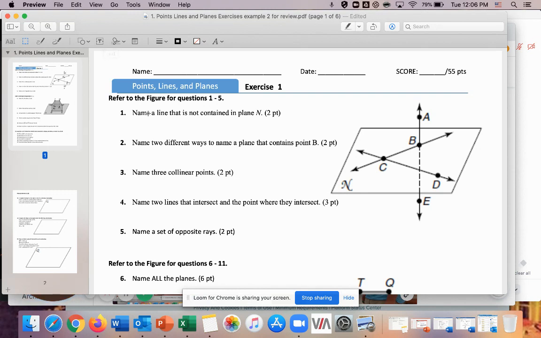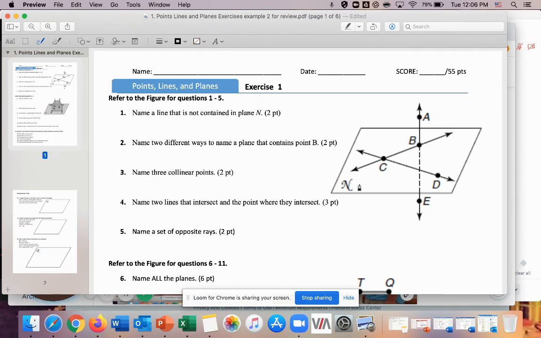So number one says to name a line that is not contained in plane N. So plane N right here is this plane, the whole thing. We know it's called plane N because anytime planes have an uppercase letter written in a fancy script, that is the name of the plane, especially when it's not attached to a point.